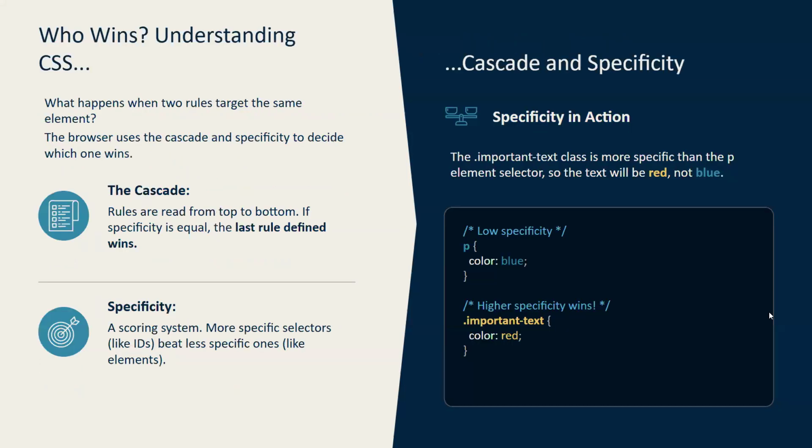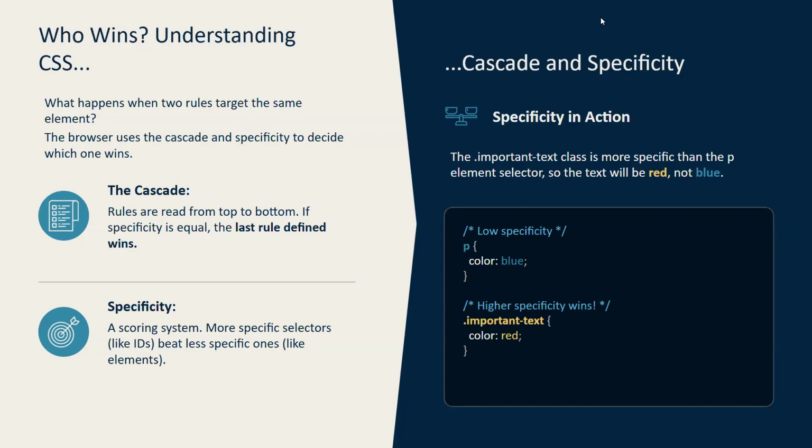Next, let's talk about what happens when two CSS rules target the same element. This is where cascade and specificity come in. The browser uses both to decide which rule wins. So, what does the cascade mean? It means that CSS is read literally from the top to the bottom. And if two rules have the same specificity, the one that appears later in the file wins.